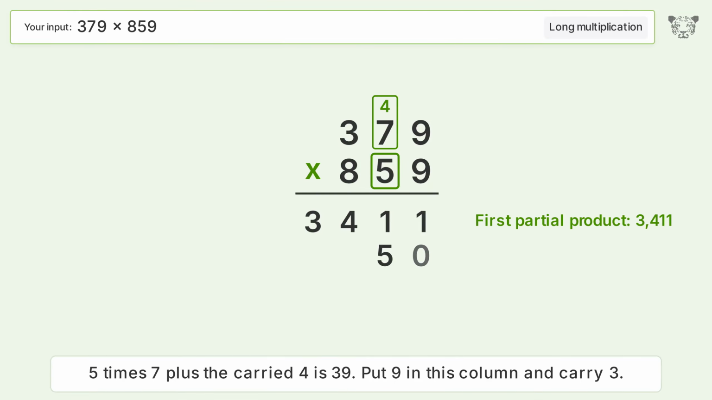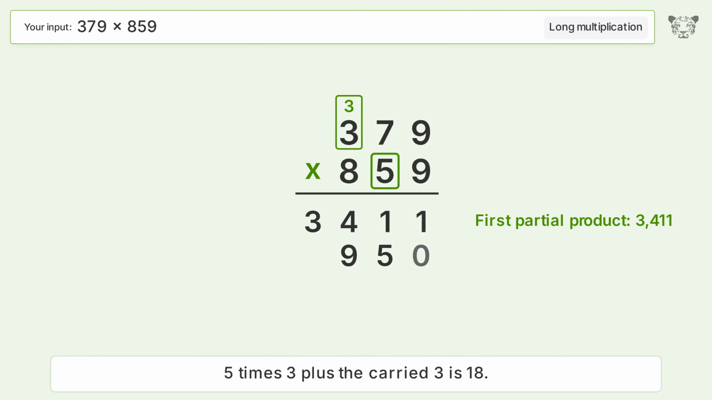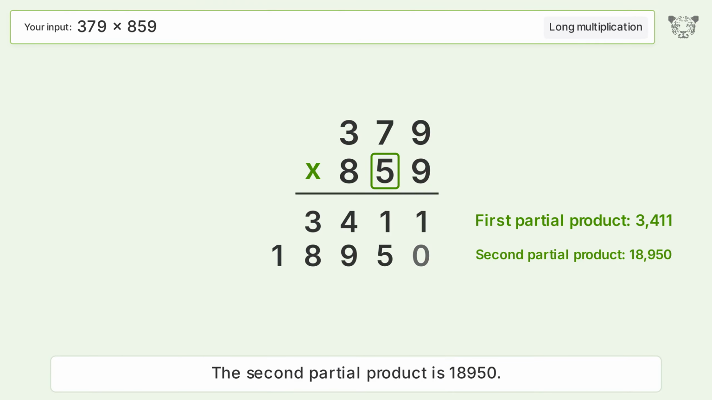5 times 7 plus the carried 4 is 39. Put 9 in this column and carry 3. 5 times 3 plus the carried 3 is 18. The second partial product is 18,950.